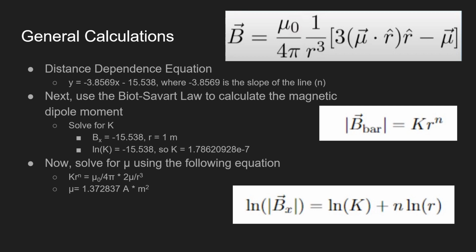negative 15.538, so when you solve for k, you get that number right there, 1.78 times e to the negative 7. Lastly, you solve for mu using the following equation, which is pictured on the right, and mu came out to be what was said on our previous slide, which is 1.372837.